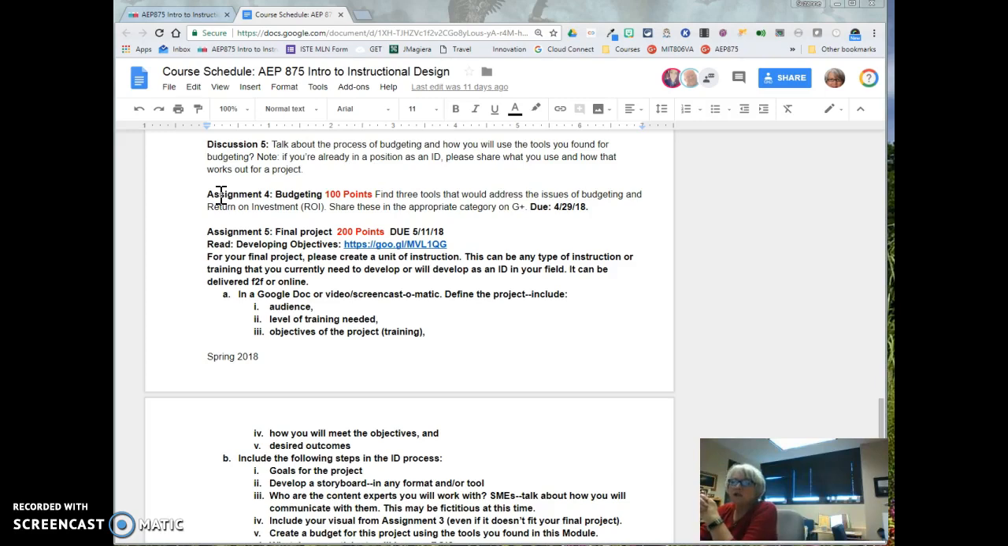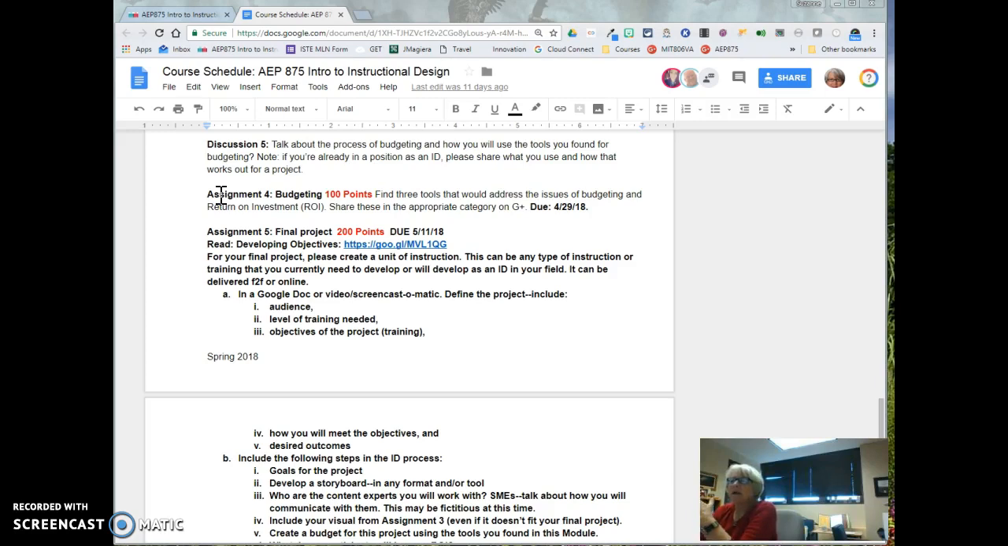And then the final project is creating a unit of instruction. Again, this is in terms of an instructional designer. How do you put it together? Who's your audience? What is your level of training that's needed? What are the objectives of the project?